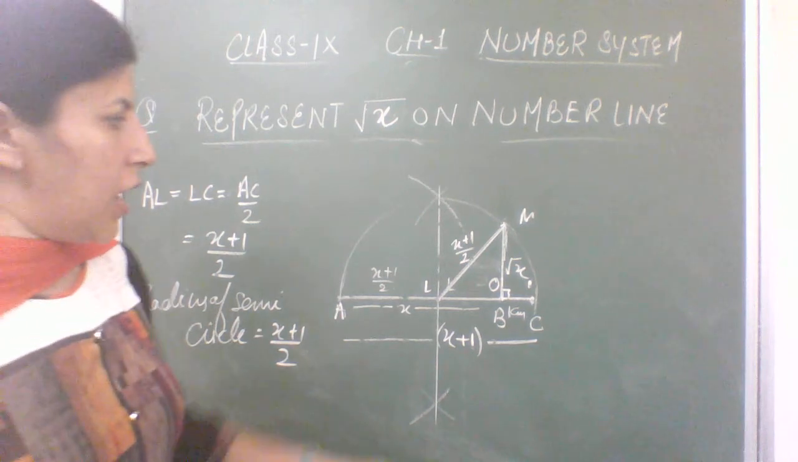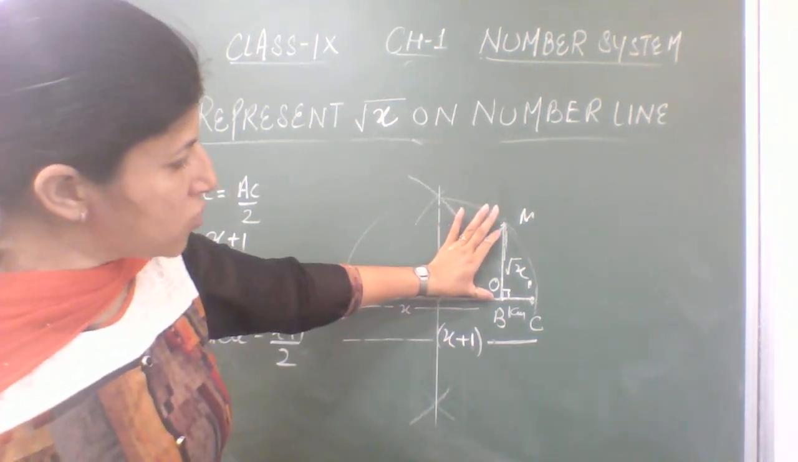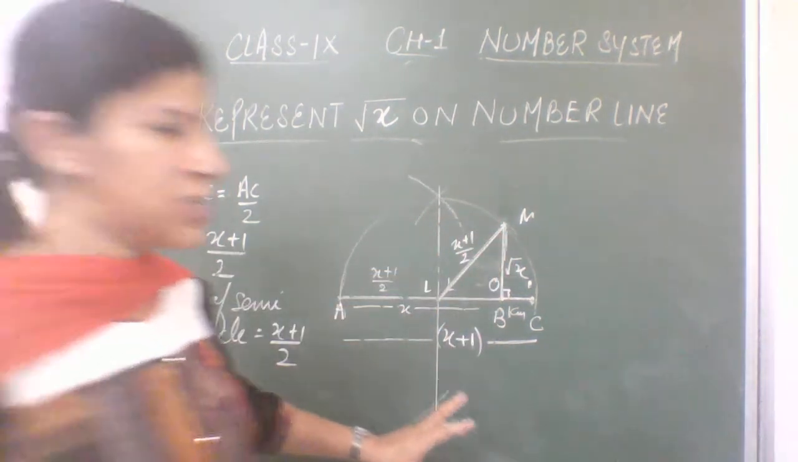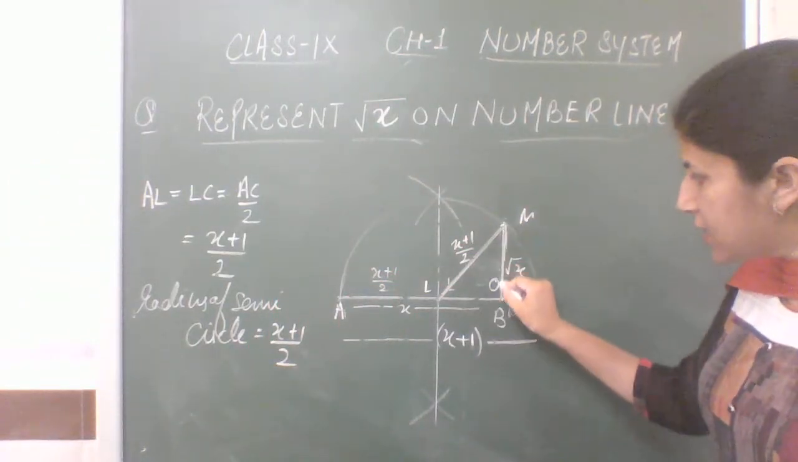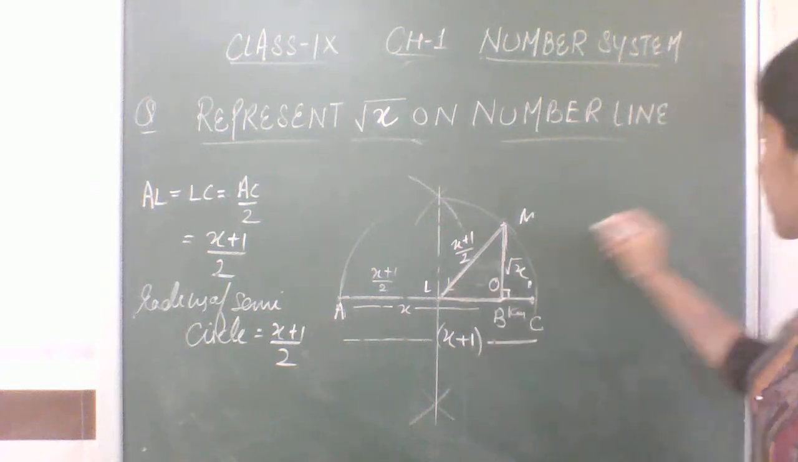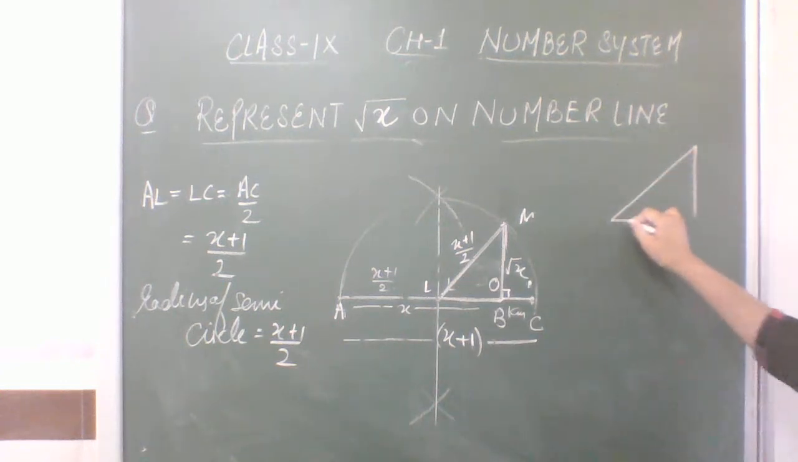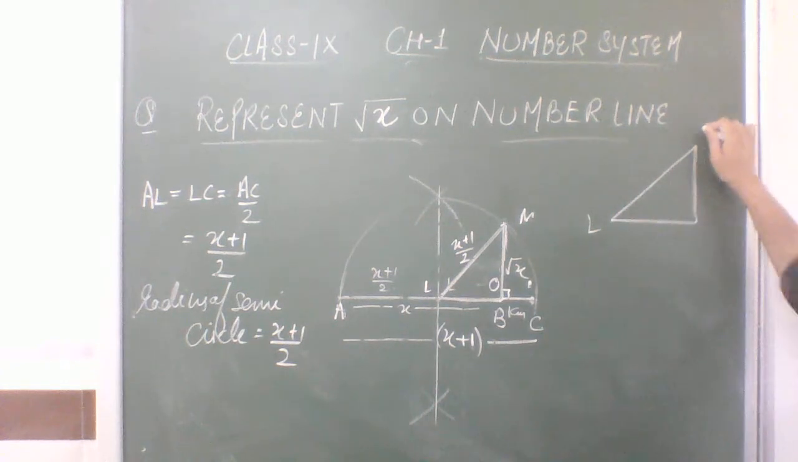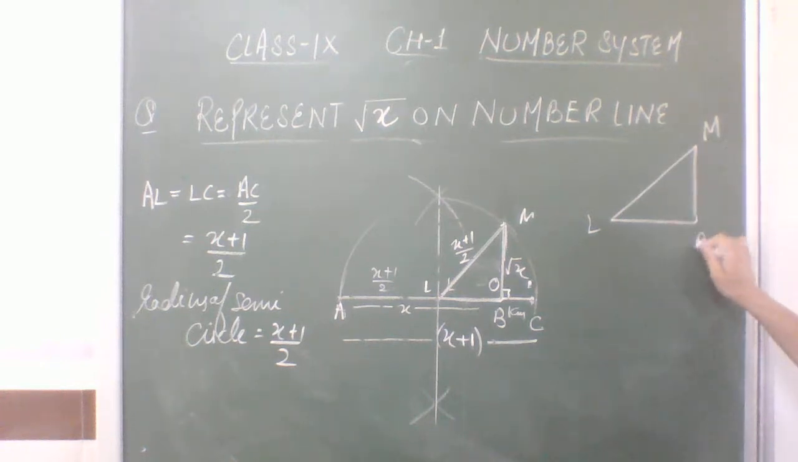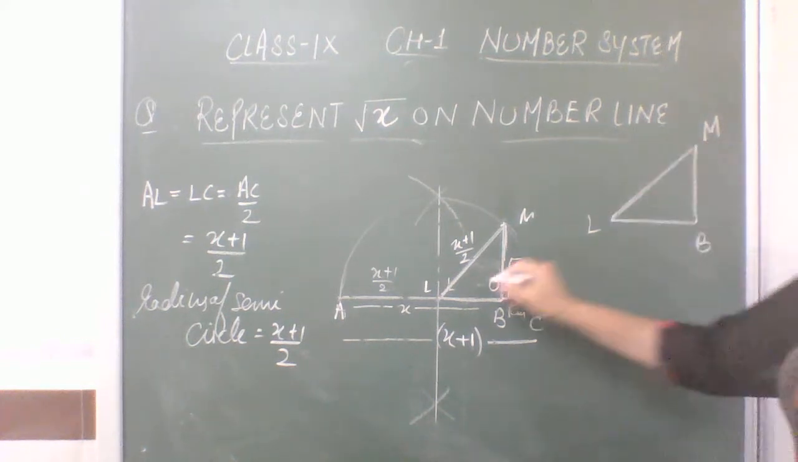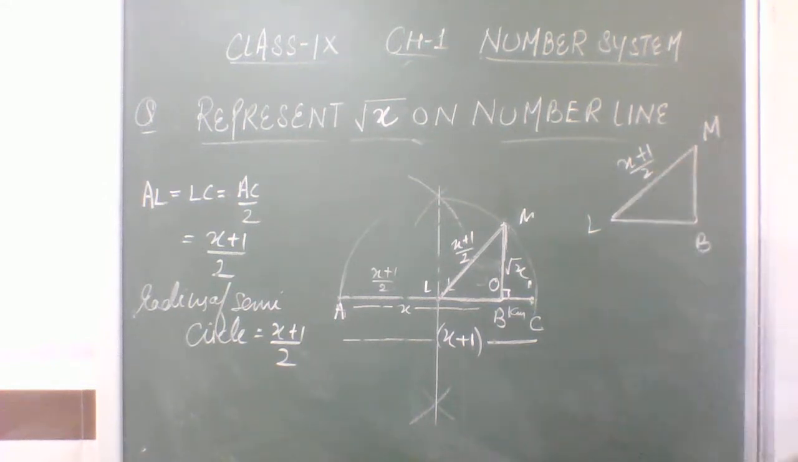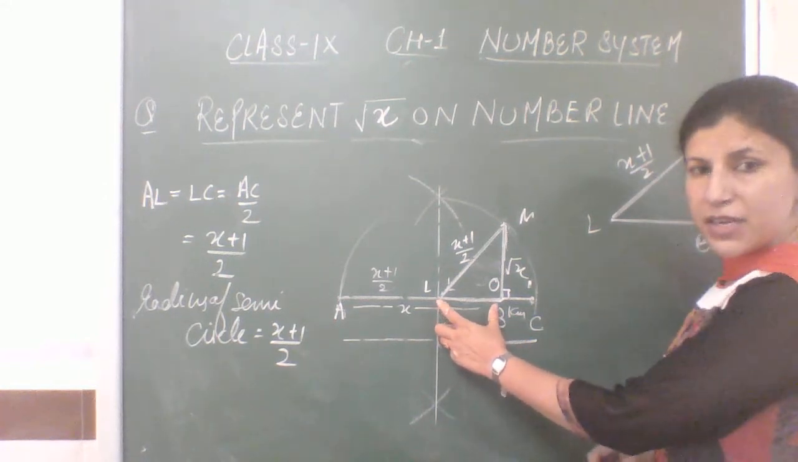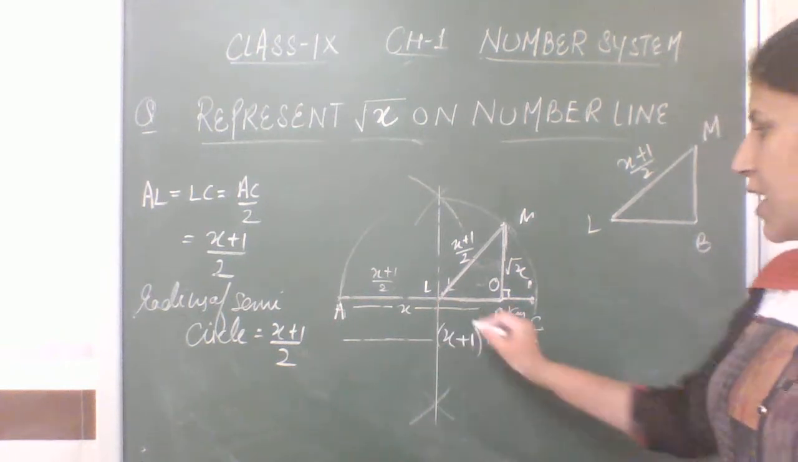राइट? अब हमें इसको प्रूव करना है कि ये जो BM है ये root x है. तो कैसे करेंगे? Consider this right angle triangle. I am drawing it separately. This is L, this is M, this is B. This is radius of our circle and this is (x plus 1) upon 2. Now what is the length of LB? अब LB की लेंथ कैसे निकालेंगे?